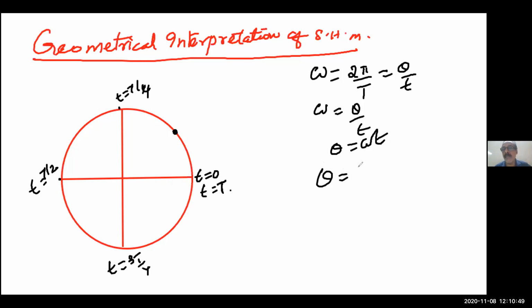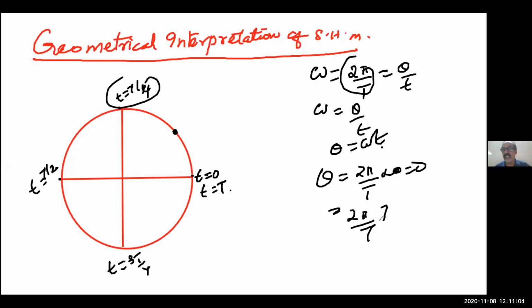Now theta is equal to omega t, where omega is 2 pi by T. This formula we know. We substitute t. When t is equal to 0, theta is 0, this point. When t is equal to T by 4, we substitute here, T by 4, and you will get pi by 2. If you substitute T by 2, you will get 180, so pi will come. If you substitute 3T by 4 for t, then you will get 270 or 3 pi by 2. If you substitute t as T, then you will get 2 pi. This is what you're going to get.